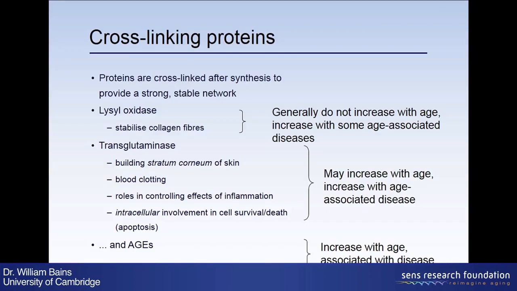Generally, the lysyl oxidase crosslinks do not increase with age, although they are increased in some diseases. The transglutaminase crosslinks do increase as we age, and also increase in some diseases and are known to be related to them. The advanced glycation end products definitely increase with age, and we're not quite sure what their role in disease is. So all these things are related to age or disease or both.